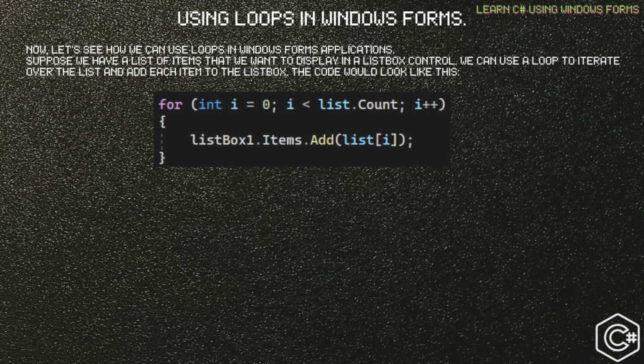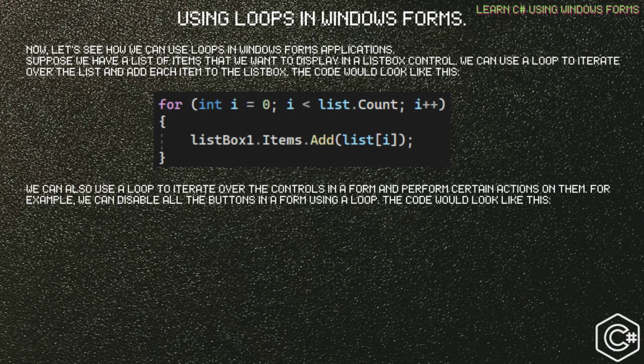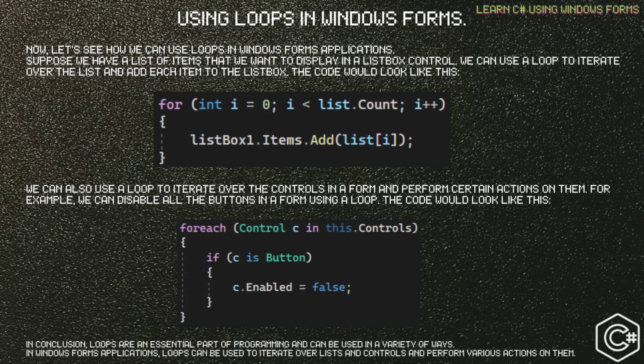We can also use a loop to iterate over the controls in a form and perform certain actions on them. For example, we can disable all the buttons in a form using a loop. The code would look like this. In conclusion, loops are an essential part of programming and can be used in a variety of ways. In Windows Forms applications, loops can be used to iterate over lists and controls and perform various actions on them.